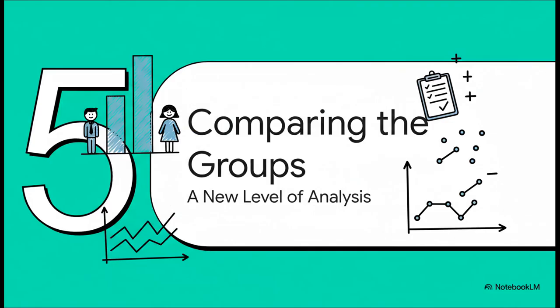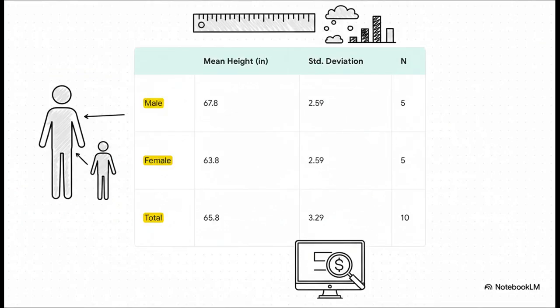Okay, we've done a really good job describing our group as a whole, but now let's take it to the next level. This is where it gets really fun. What if we want to compare the subgroups? For instance, what's the average height for the males compared to the average height for the females? And check this out. SPSS makes this so easy.